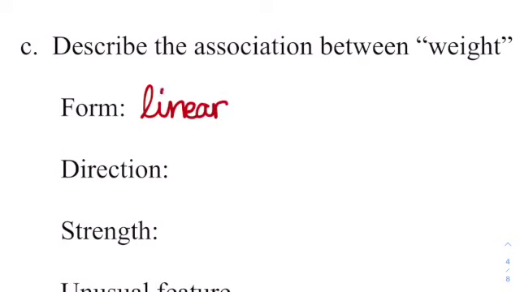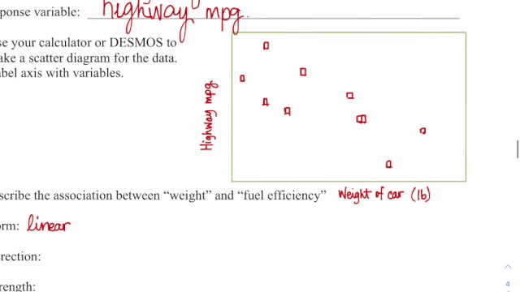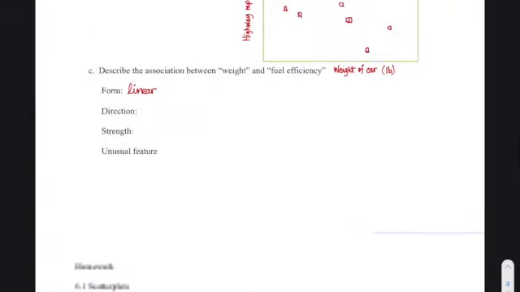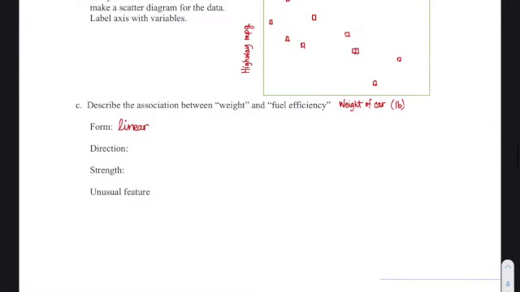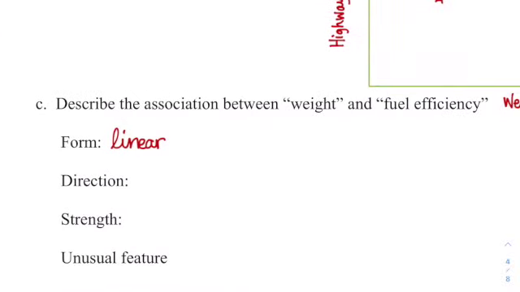And the next one is going to be the direction. Well, the direction is positive, negative, or neither. So take a look at this. I would say there's a trend of going downwards like this, kind of. Okay, so therefore, we are going to put down, going down from left to right. So that is going to be a negative direction.